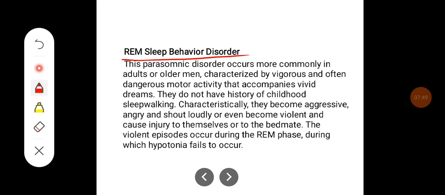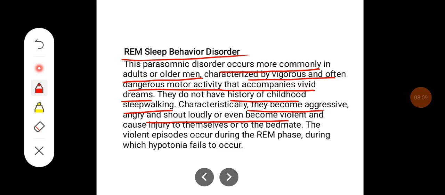REM sleep behavior disorder. This parasomnic disorder occurs more commonly in adults or older men, characterized by vigorous and often dangerous motor activity that accompanies vivid dreams. They do not have a history of childhood sleepwalking. Characteristically, they become aggressive, angry, shout loudly, and even become violent and cause injury to themselves or to the bedmate. The violent episodes occur during the REM phase, during which hypotonia fails to occur.